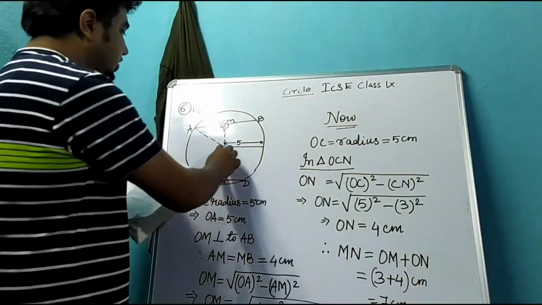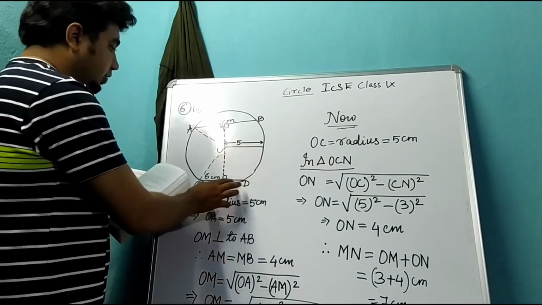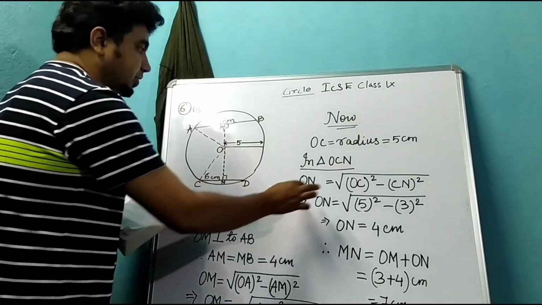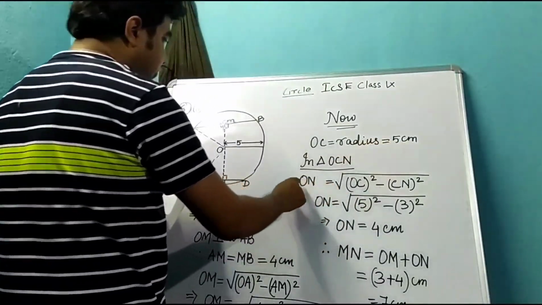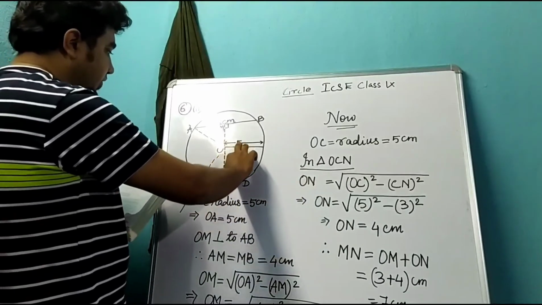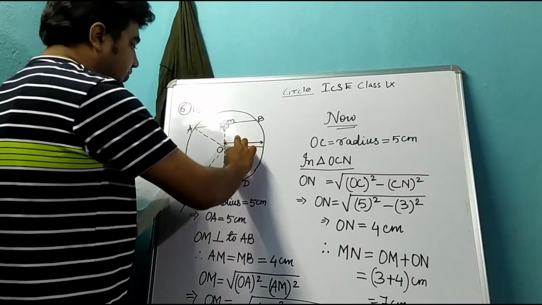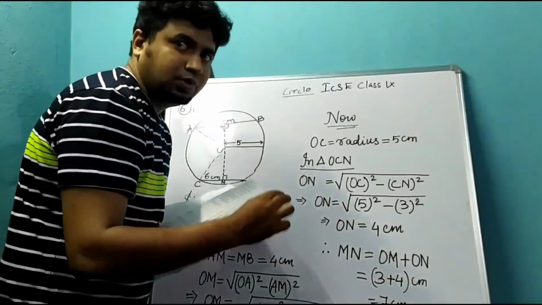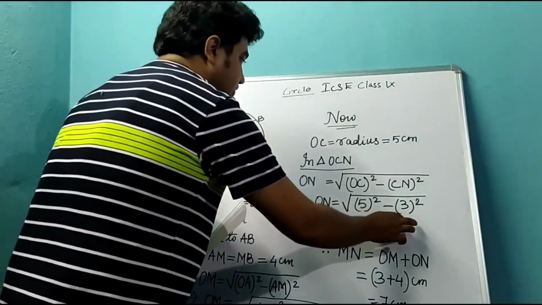Now in triangle OCN, this is also perpendicular to the chord CD. So we will be getting CN will be equal to 3 centimeter. CN we can write is equal to 3 centimeter. So we have to find ON. ON square plus CN square is equal to OC square. Means perpendicular square plus base square is equal to hypotenuse square. That is Pythagoras theorem. So from here we can write ON will be equal to 5 square minus 3 square.